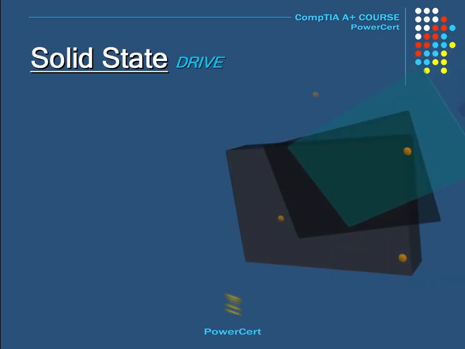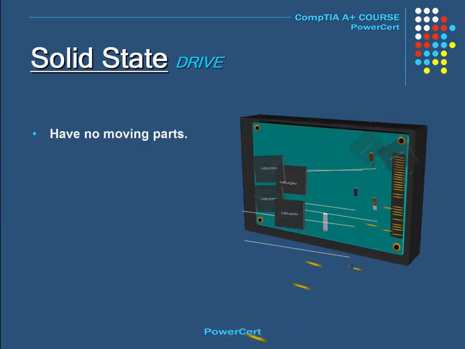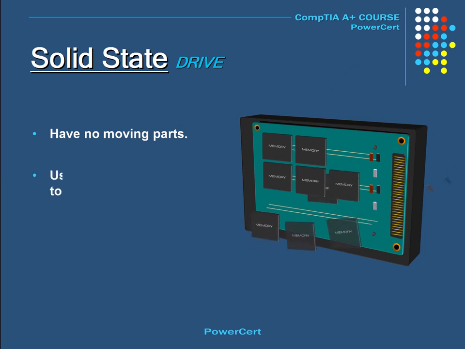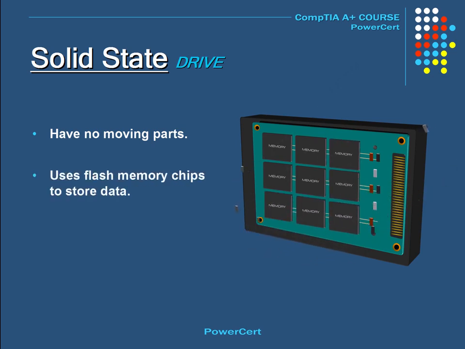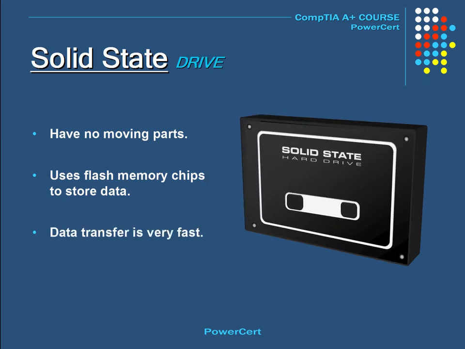Another type of storage device is a solid-state drive. Now these drives have no moving parts. This type of drive uses flash memory chips to store data. And since it has no moving parts, the data transfer is very fast.